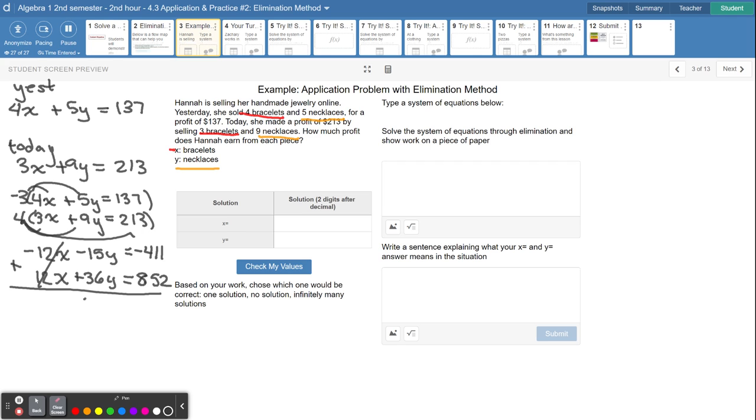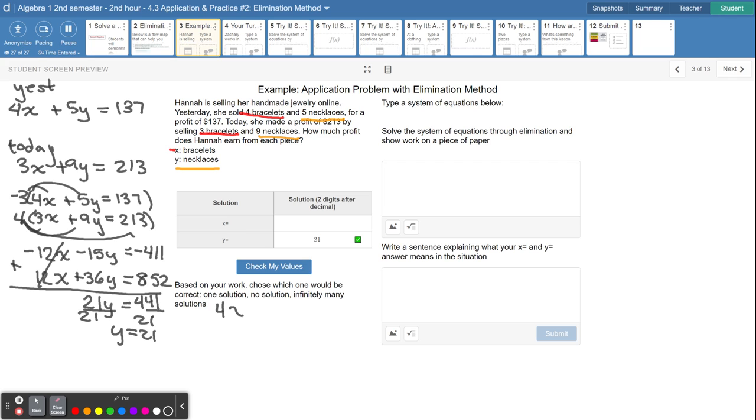So I am going to have 21y. Please don't forget to write the y. And that equals 441. Divide those 2 numbers, you're going to get a profit of $21. So we can always check it. I recommend doing that first. All right, we're good. Now we need to find how much money for the bracelets.